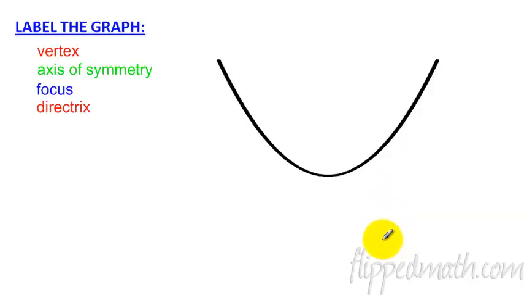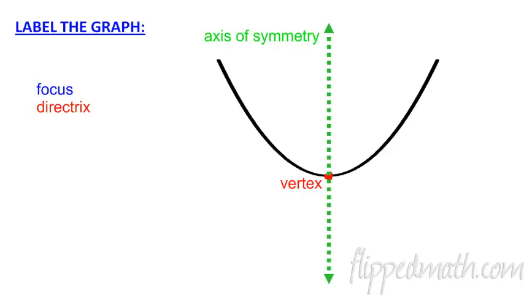So let's label a little graph here. Vertex, that's easy. Vertex is just right there. Axis of symmetry, that's easy. Axis of symmetry there.